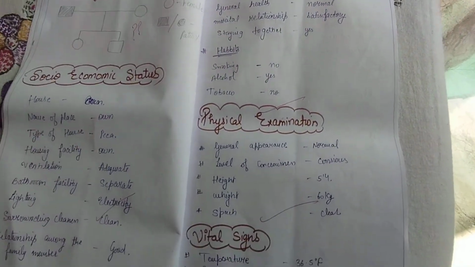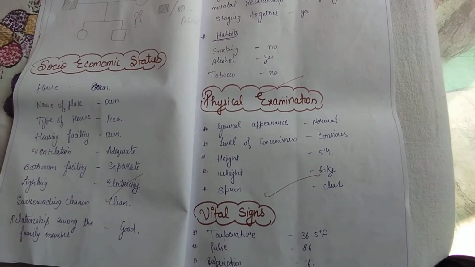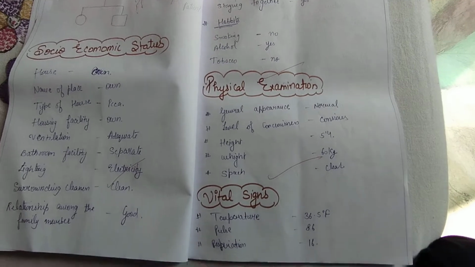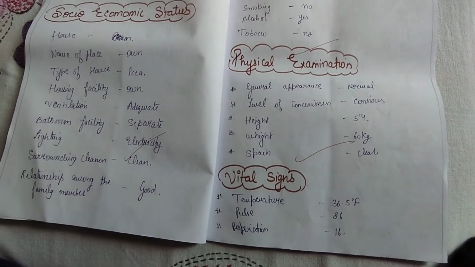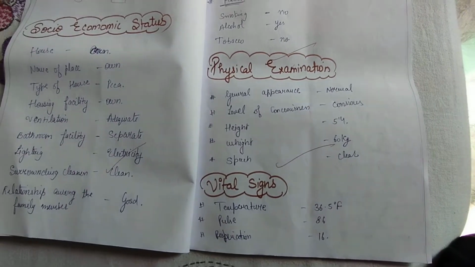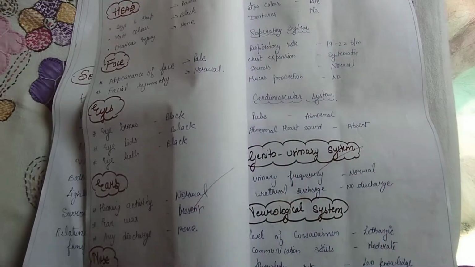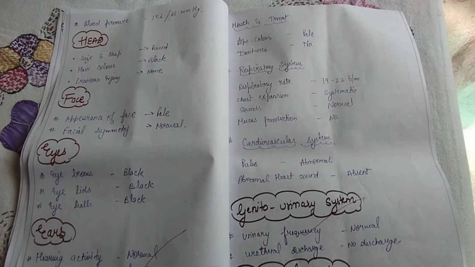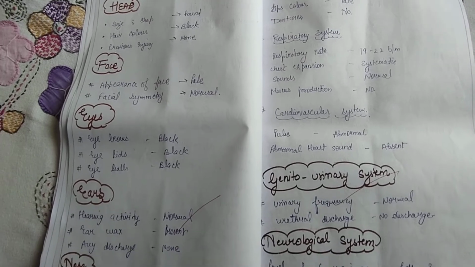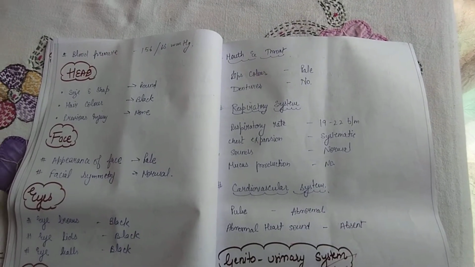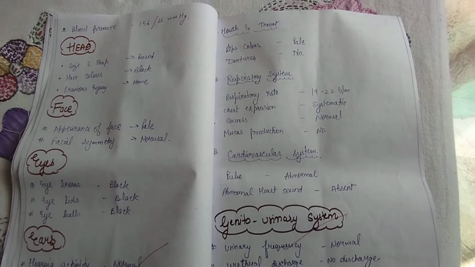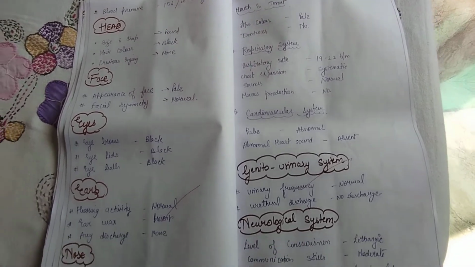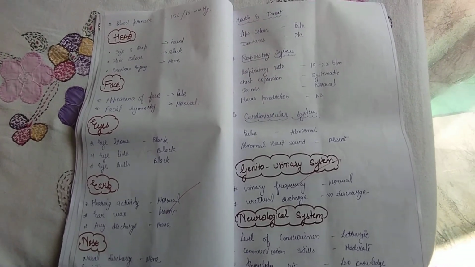Then comes the physical examination. In the physical examination, we should conduct a head to toe examination of the patient, and the vital signs. As we know, vital signs are mainly temperature, pulse, and respiration. And in the physical examination, we must examine from head to toe, everything. So you can see face, ear, nose, and the respiratory system, cardiovascular system, then genitourinary system, neurological system. All these systems come under the physical examination of the patient.